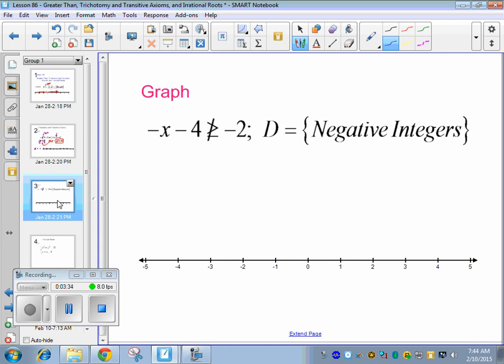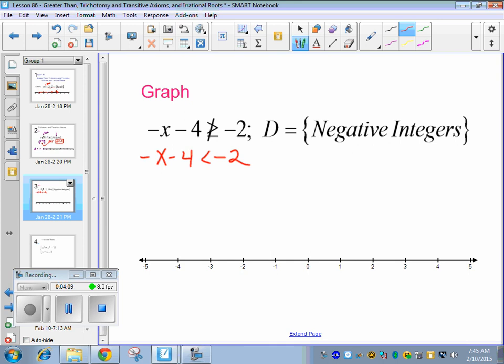-x minus 4 is not greater than or equal to -2 with the domain of negative integers. Lots of things to think about in this one. Okay? First thing is to always get rid of the not symbol. So if it's not greater than or equal to, what is it? Less than. So I would always write it out from my book. First thing is make that less than.